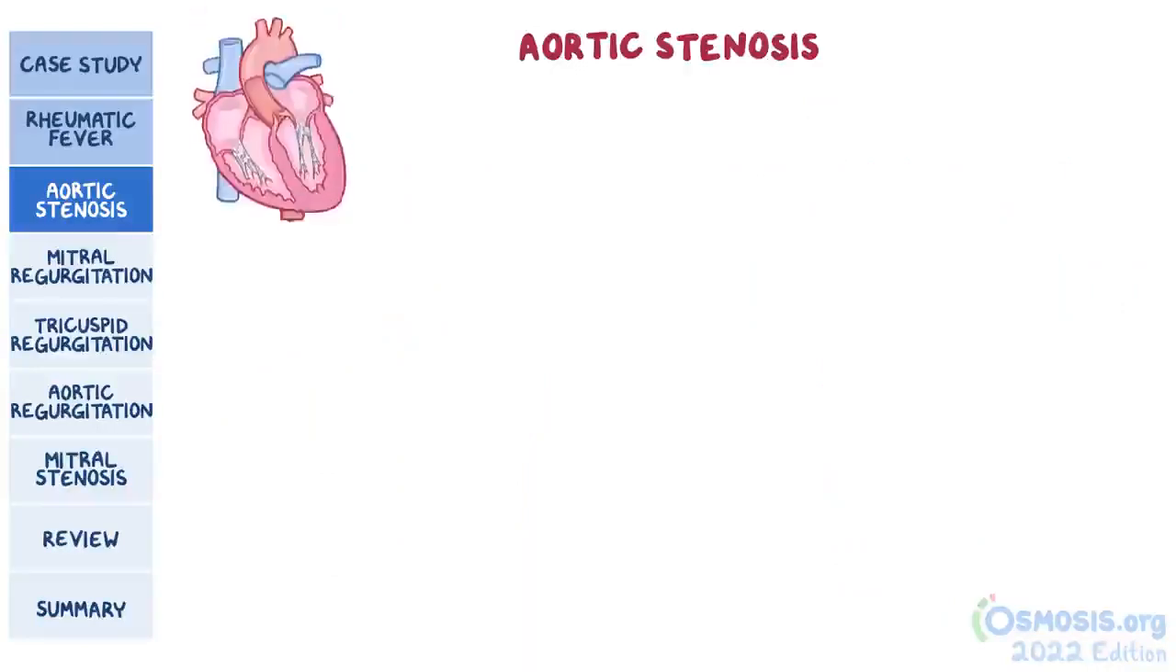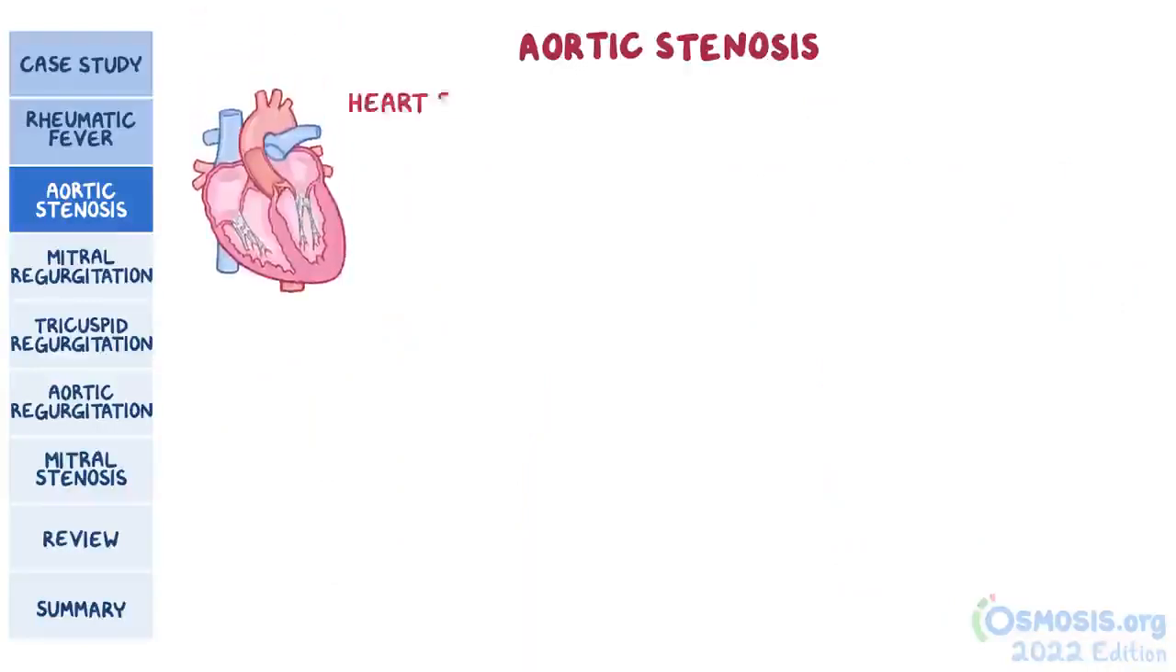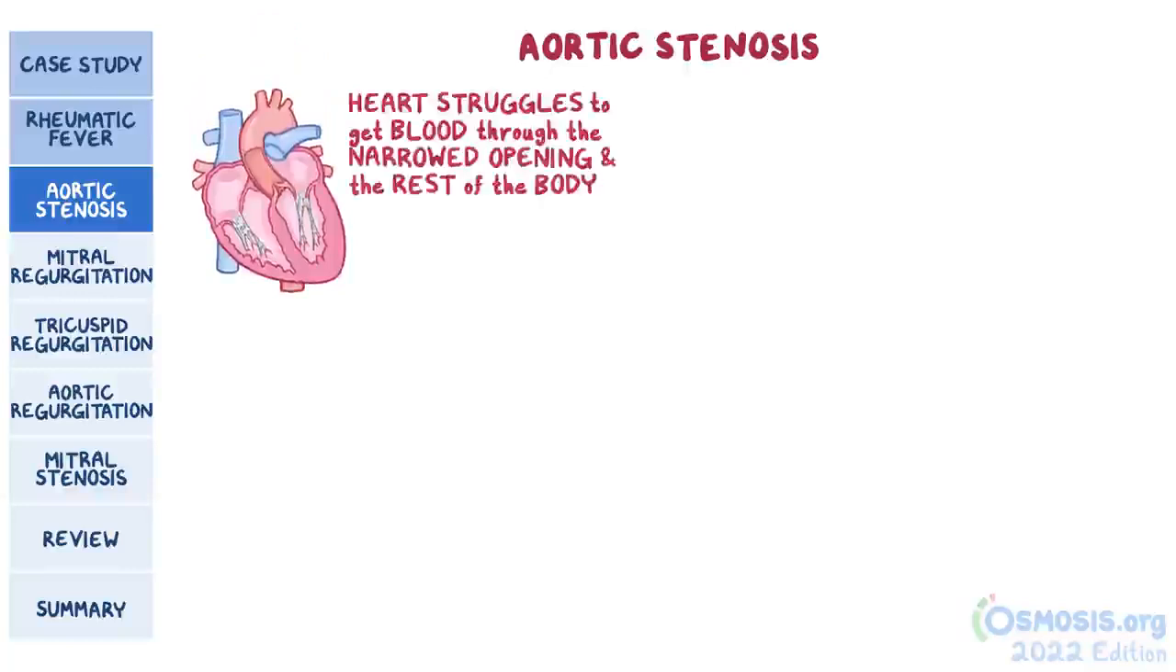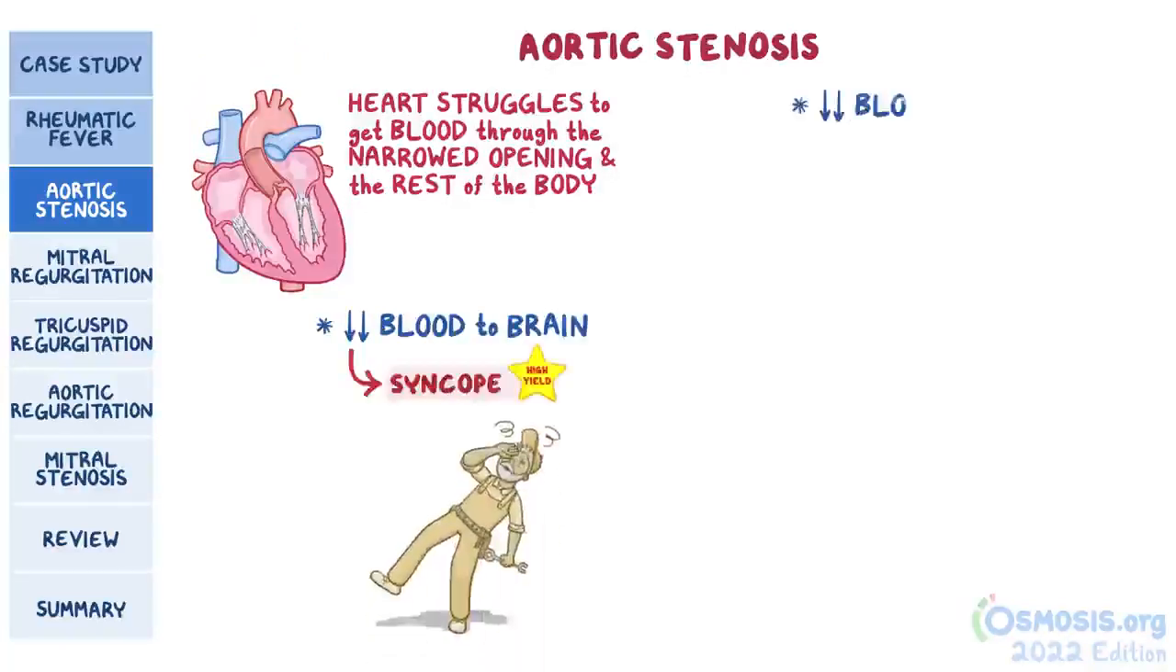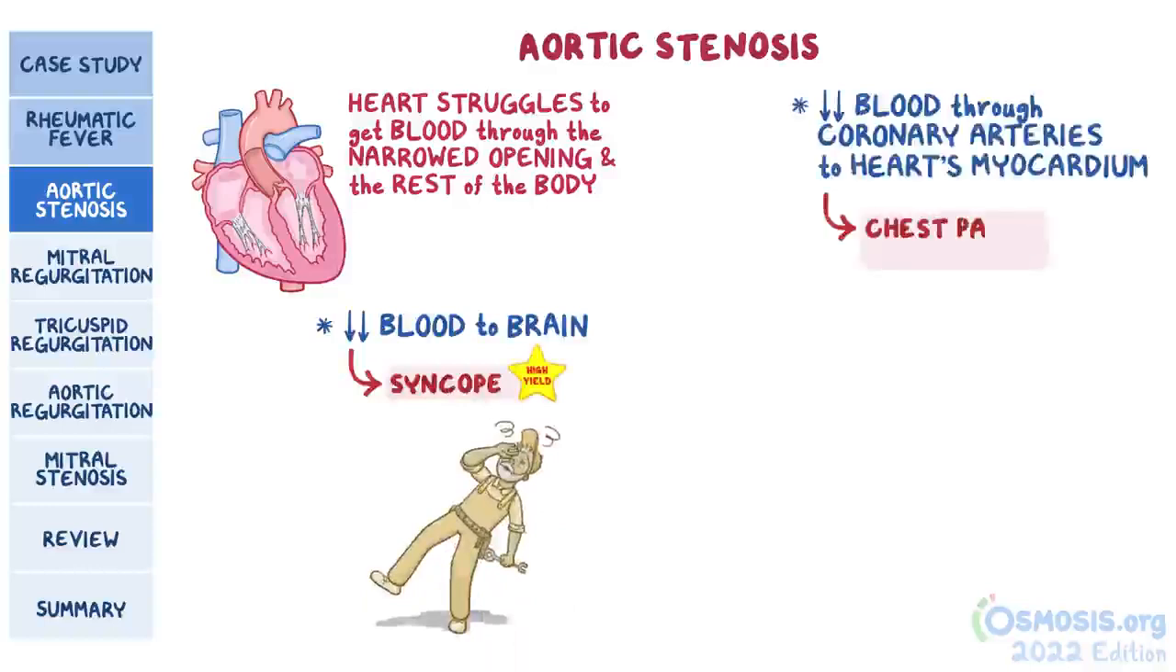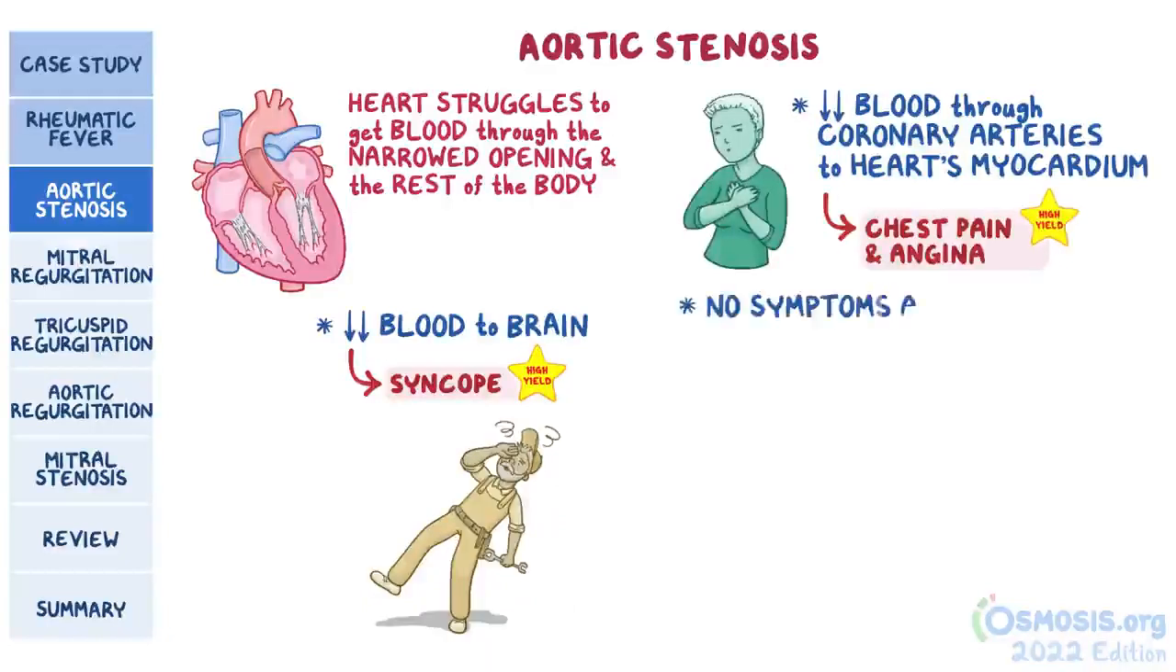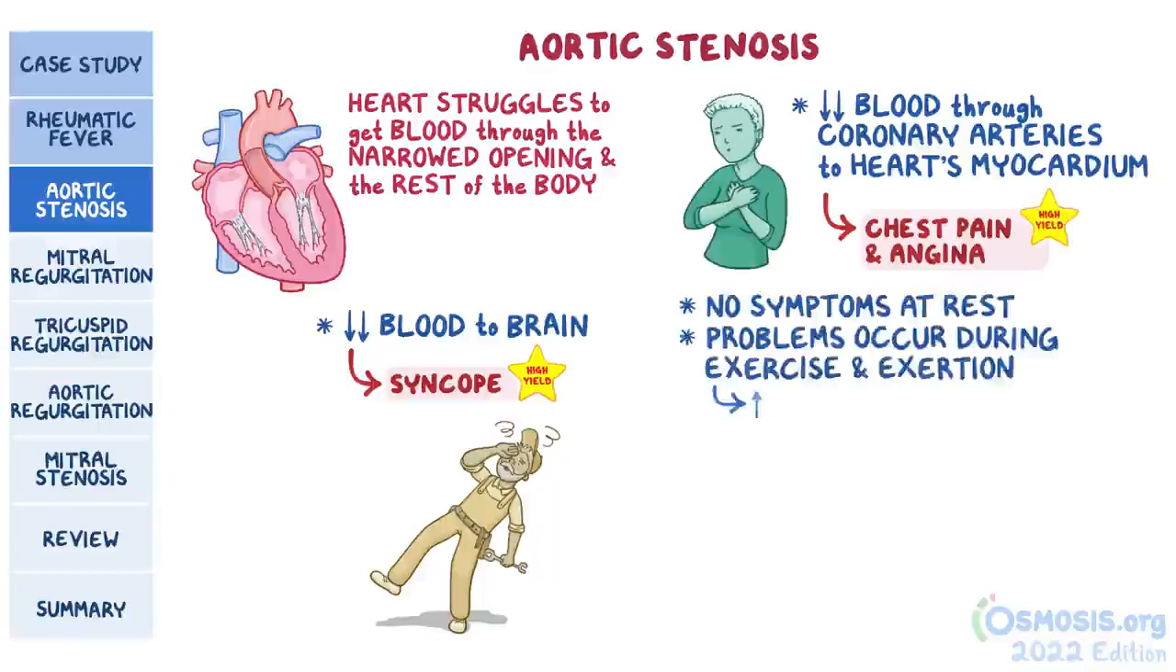Even though the ventricle tries to pump out more blood, the heart still might struggle to get enough blood through the narrowed opening and then to the rest of the body. For example, if there's a reduction in blood flow to the brain, it could lead to syncope, and a reduction in blood flow through the coronary arteries to the heart's own myocardium could cause chest pain and angina. Individuals might not initially experience symptoms at rest, and problems only occur during exercise or exertion because there's an increase in demand for oxygen. So, during exercise, they can also experience dyspnea.